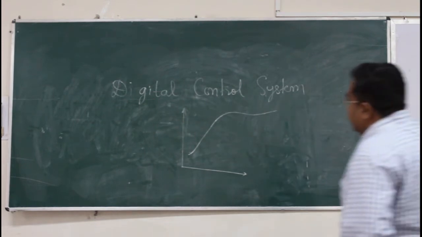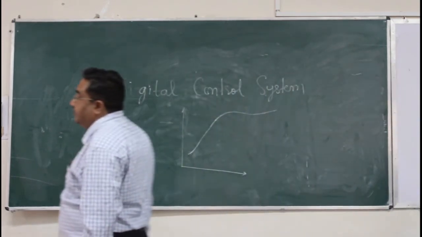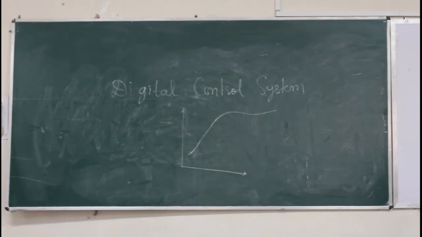Now let us begin with the first important technical term of the digital control system. Okay, first, it was not digital, it arises as sampling. The first term that comes is sampling. Now we will discuss what sampling is.